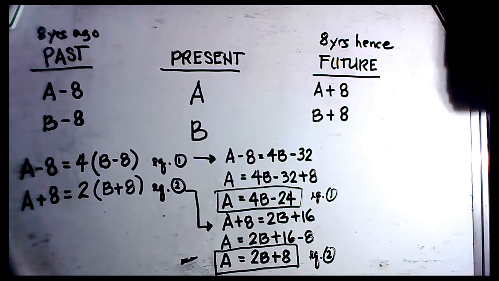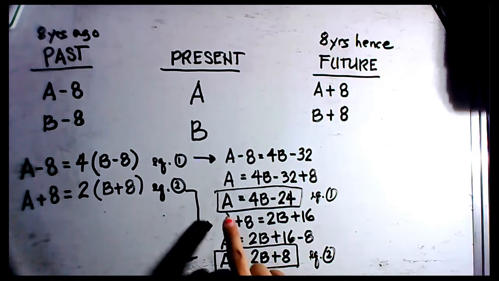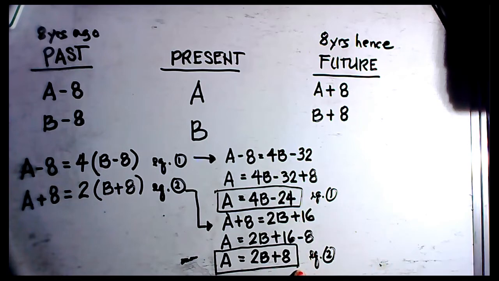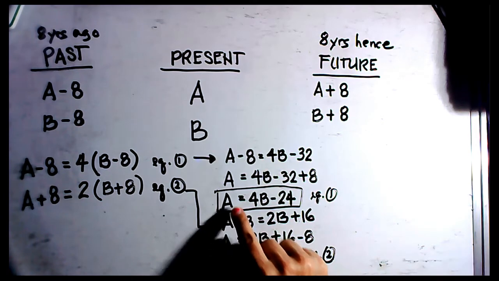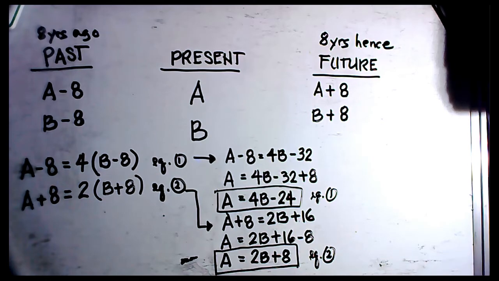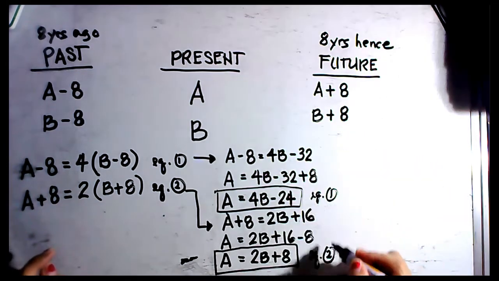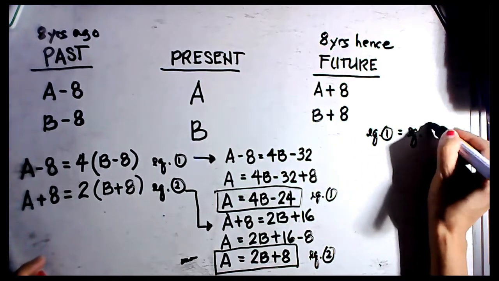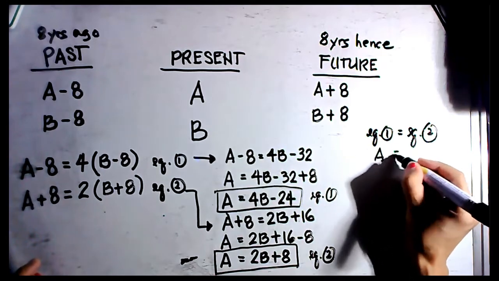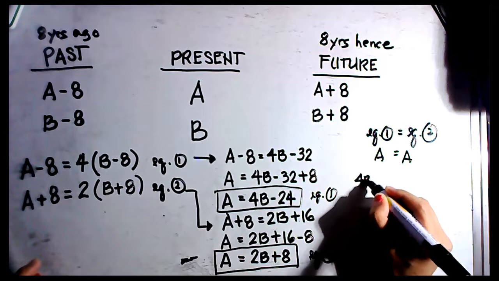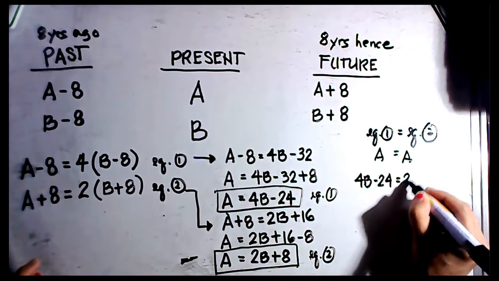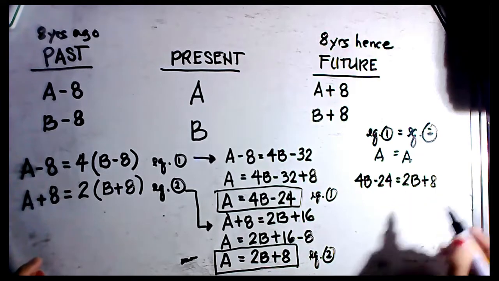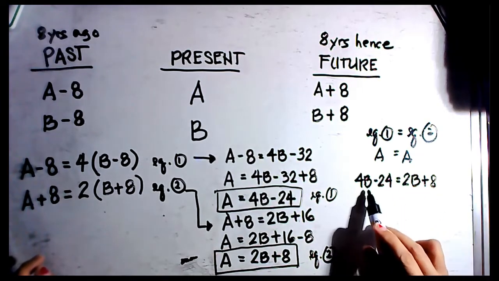From there, we can now solve simultaneously because you have two unknowns and two equations, in order to solve for the value of A and the value of B. You would notice that equation 1 is equal to equation 2, since A is equal to A. So that means 4B minus 24 is equal to 2B plus 8. Then you would have only one variable.